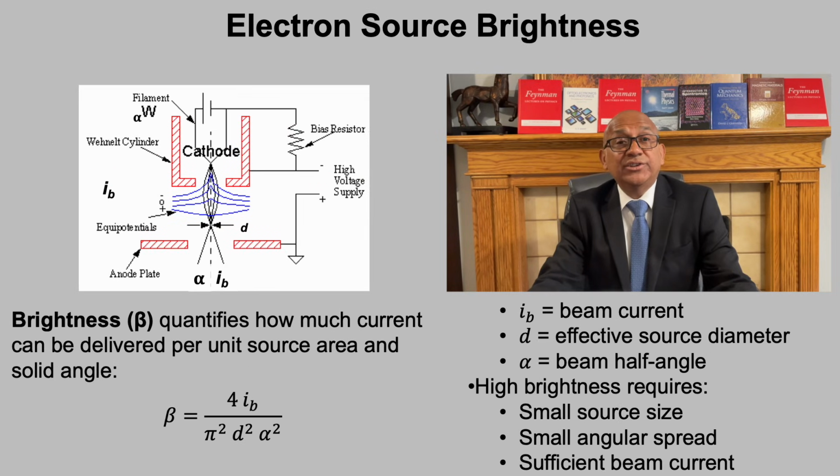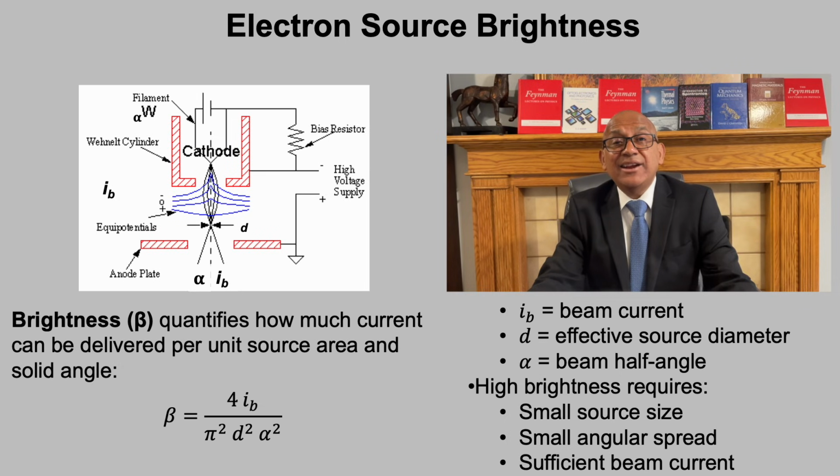So far we have discussed different types of electron sources and how electrons are emitted from the cathode. To understand how these sources ultimately affect imaging performance, we now introduce a key quantity known as electron source brightness. Brightness describes how much electron current can be delivered from a small source area into a small angular range. In other words, it tells us how tightly electrons can be packed in both space and angle.